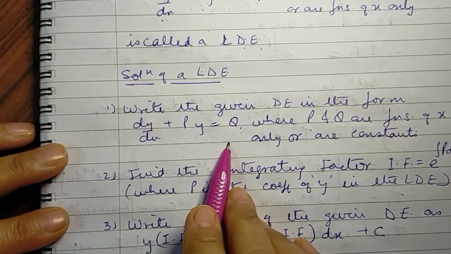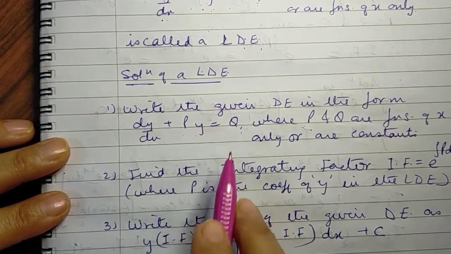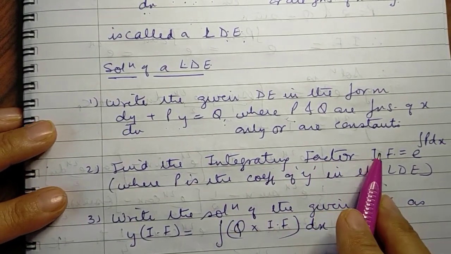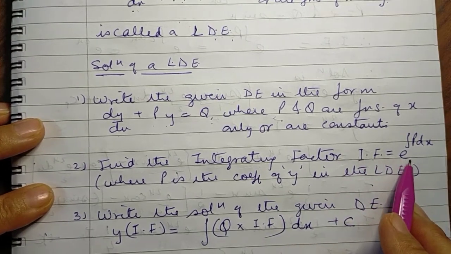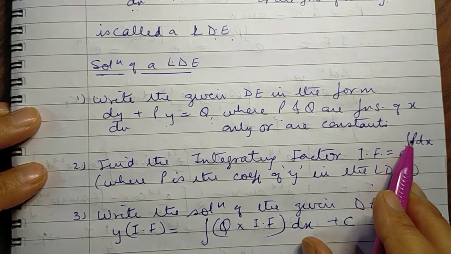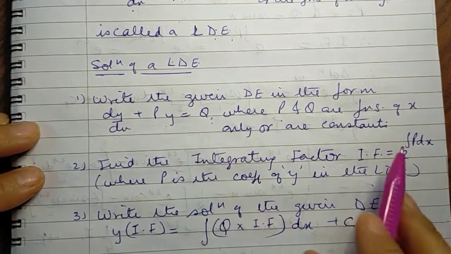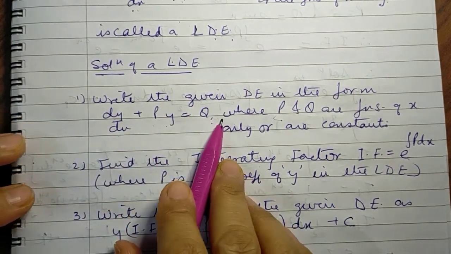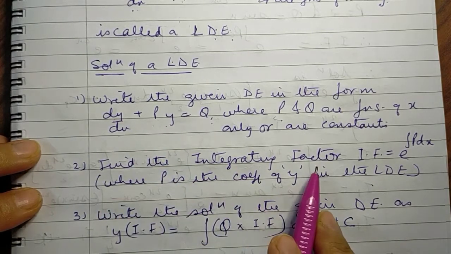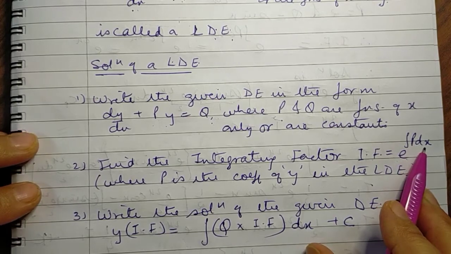Now once that is done, then we find the integrating factor. Integrating factor is denoted by IF and is defined as e raised to the integral of p dx, where p is the coefficient of y given in this standard form. So first we write the equation in this form, then identify p, then find the integrating factor as e raised to the integral of p dx.